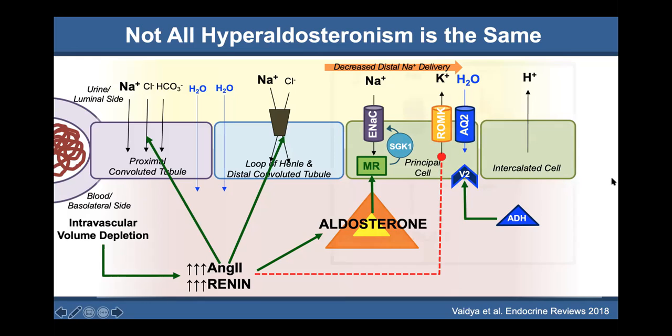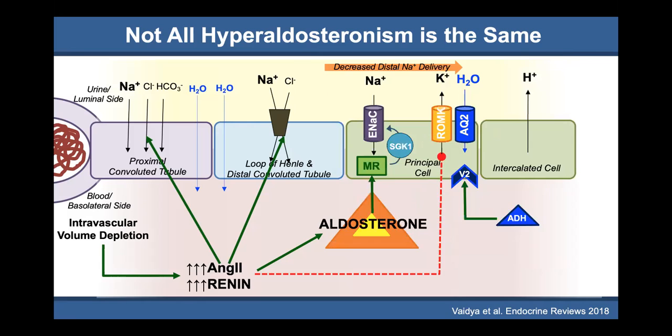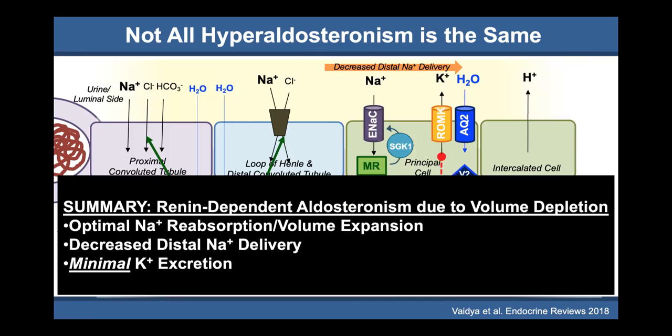We're going to focus on the kidney, but this process is occurring in other organs as well, in the colon and in the skin and sweat glands. So when we're volume depleted, the effect of aldosterone and ENaC-mediated sodium reabsorption is across multiple organs. So this is a renin-dependent aldosteronism triggered in response to volume depletion, and it results in maximal or optimal sodium reabsorption and volume expansion such that it decreases distal sodium delivery and minimizes potassium excretion.